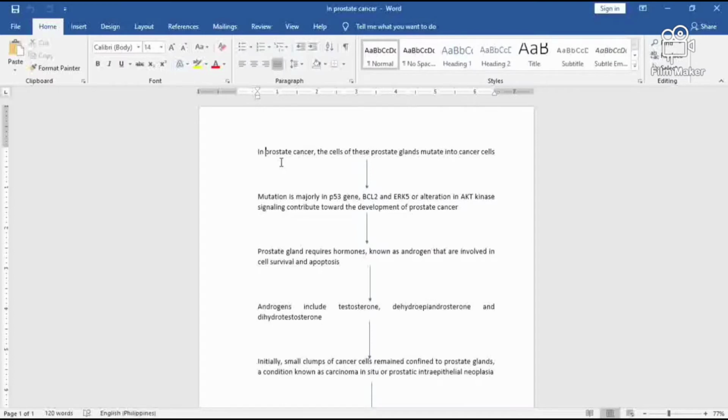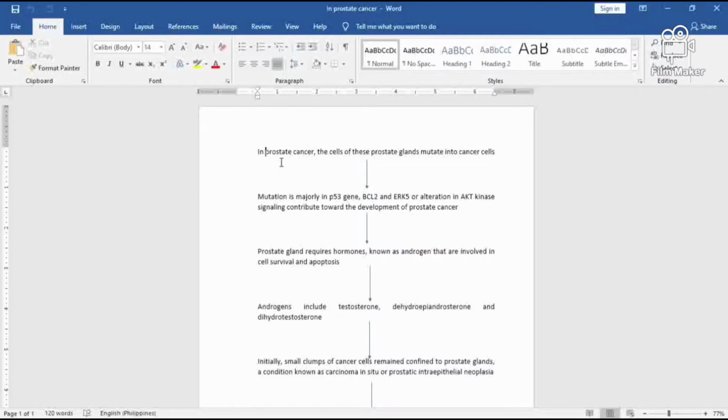AKT kinase B, also known as AKT, is a serine threonine specific protein kinase that plays a key role in multiple cellular processes such as glucose metabolism, apoptosis, cell proliferation, transcription, and cell migration, signaling that contributes toward the development of prostate cancer. The prostate gland requires hormones known as androgens that are involved in cell survival and apoptosis. The androgens include testosterone and dihydrotestosterone.